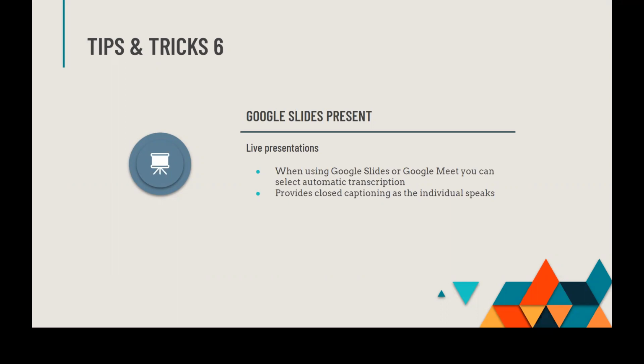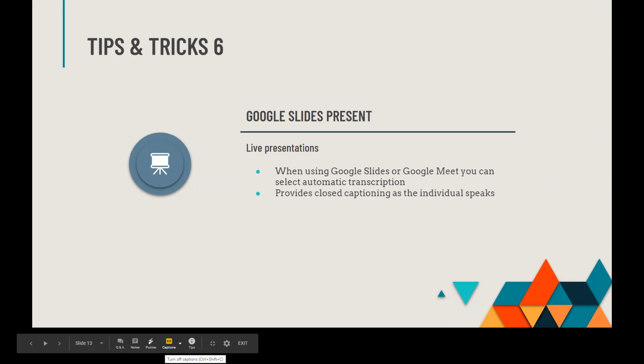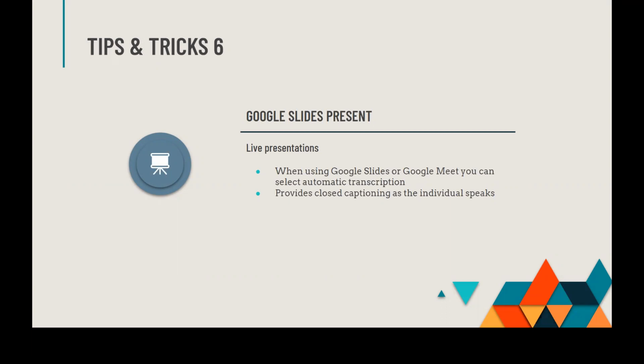So if you just go into Google Slides and you click Present, you can check a box that allows you to transcribe whatever you're saying as you're presenting to a large audience. And you can also do that in Google Meet, so that as you're meeting with someone, everything that you're saying or that they're saying one-on-one will appear at the bottom of the screen. It provides closed captioning as the individual speaks.